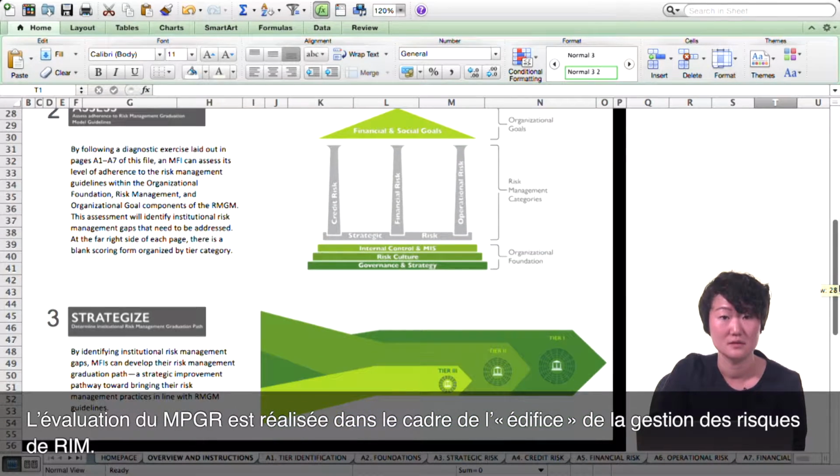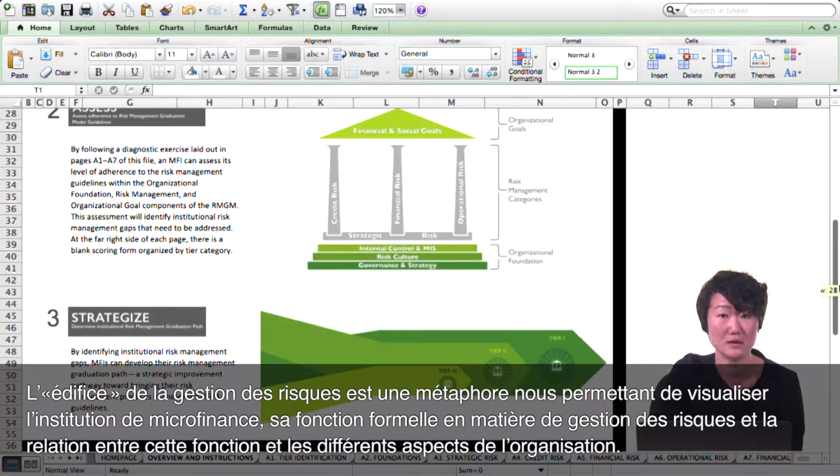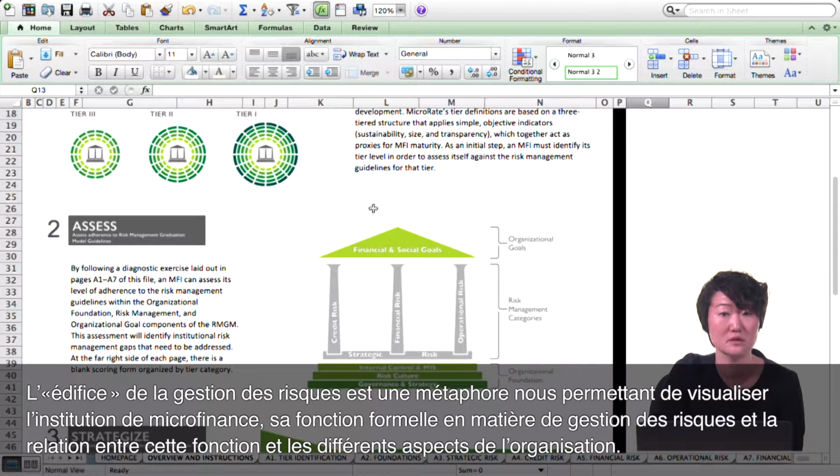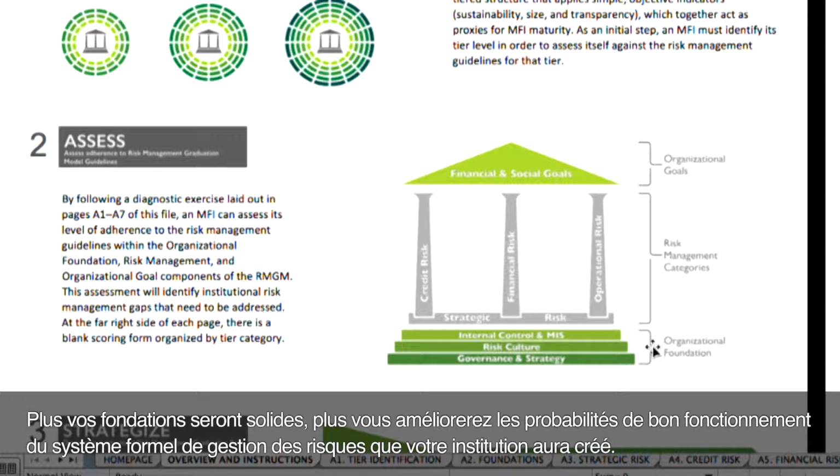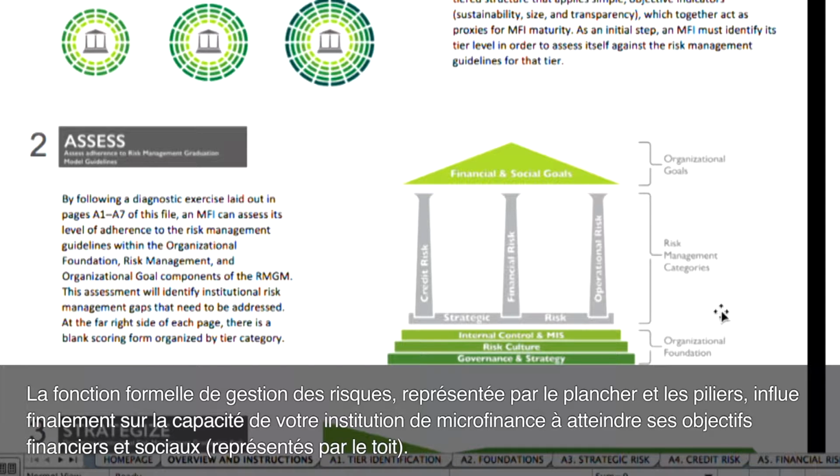The RMGM assessment is carried out within the framework of RIM's Risk Management House. The Risk Management House is an analogy of a microfinance institution, its formal risk management function, and the relationship between that function and different aspects of the organization. A strong organizational foundation is the basis upon which a formal risk management function is built. The stronger your foundation, the better chance your institution has at creating a formal risk management system that functions well. The formal risk management function, depicted by the floor and the pillars, ultimately impacts the ability of your microfinance institution to achieve its financial and social goals, depicted by the roof.